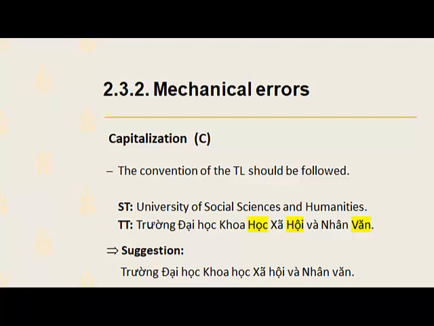For example, source text: University of Social Science and Humanity. Target text: trường Đại học Khoa học Xã hội và Nhân văn. Ở đây thì có một lỗi sai, đó là chữ H trong từ học, chữ H trong từ hội và chữ V trong từ văn thì theo quy ước của chính phủ thì không cần viết hoa. Tuy nhiên thì ở đây đã viết hoa và chúng ta thì nên sửa lại theo slide.